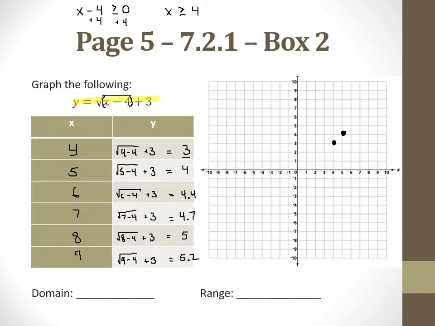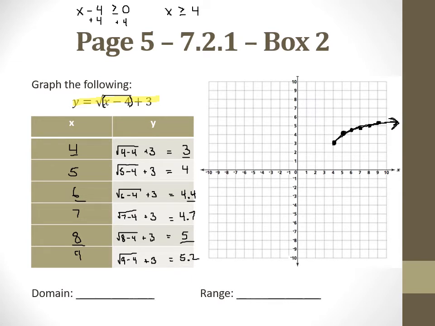Then I have 6, 4.4. So over 6, up 1, 2, 3, 4, and not quite a half. Then I have 7, 4.7. So I still haven't gotten quite up to a y value of 5. But here I do, x value of 8, y value of 5. That point right there. And then an x value of 9, a y value of 5.2. So connecting the dots here, my graph is going to look something like that.